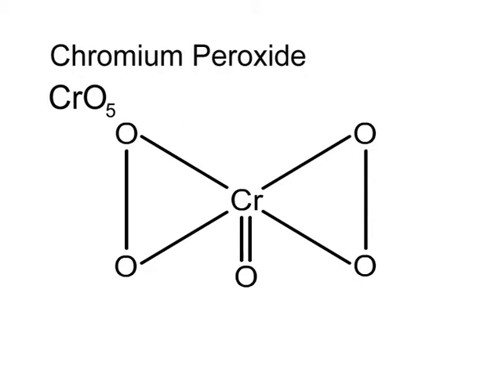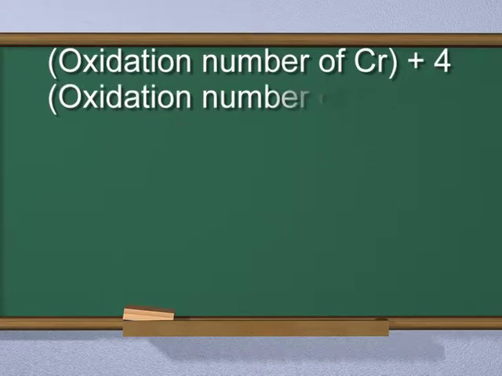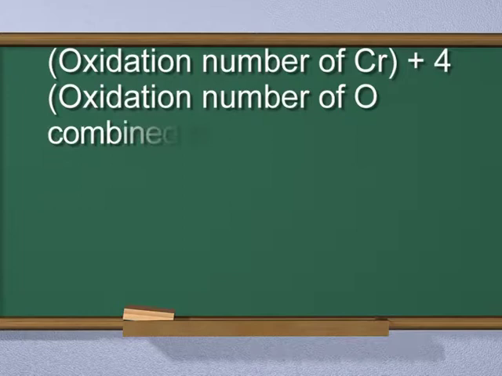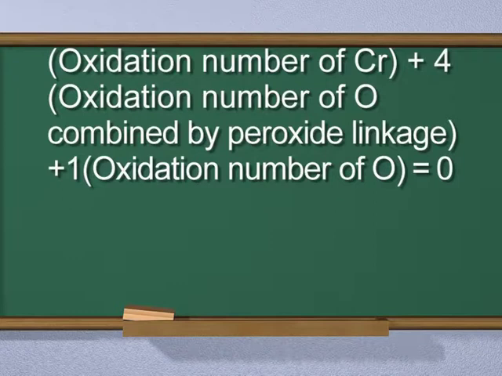Now, we will calculate the oxidation number of oxygen in chromium peroxide, that is CrO5. As we know, 4 oxygen atoms are combined by peroxide linkage in chromium peroxide and 1 oxygen atom is normally attached. Hence, we can write it as oxidation number of chromium plus 4 into oxidation number of oxygen atoms combined by peroxide linkage plus 1 into oxygen atom normally attached is equal to 0.